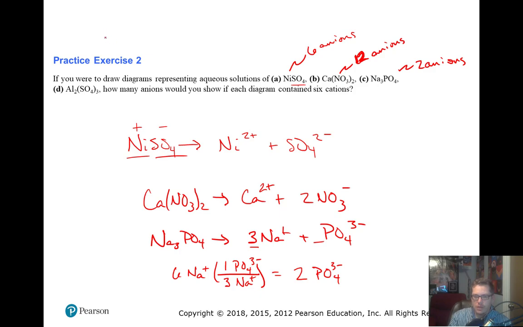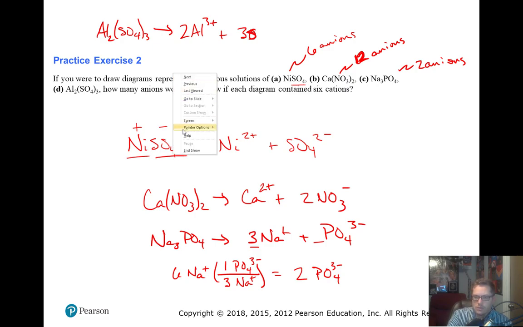We might as well do the last one just for grins and giggles. Let's do it up here though. So we get Al2(SO4)3. This is going to give me 2 aluminum 3 pluses and 3 sulfates. Oh shoot. Might as well erase this.